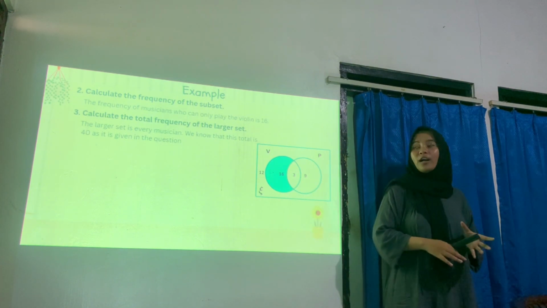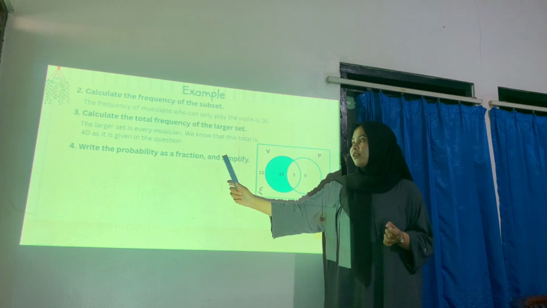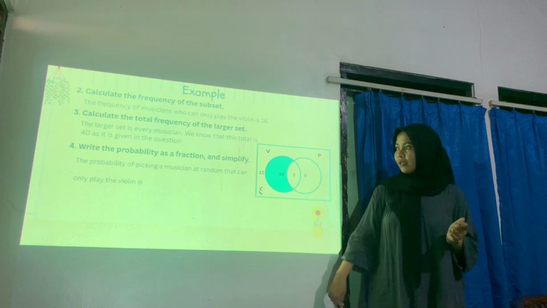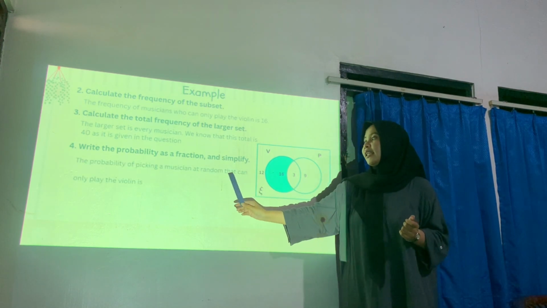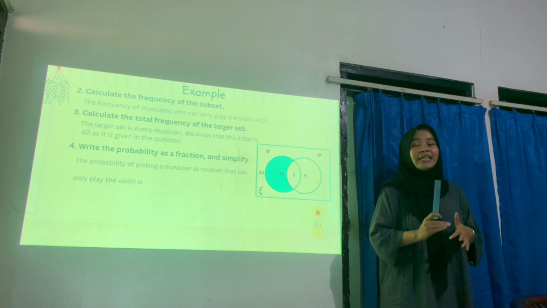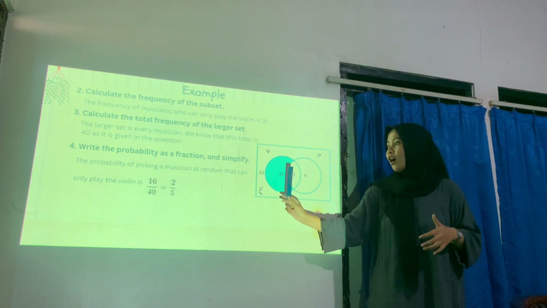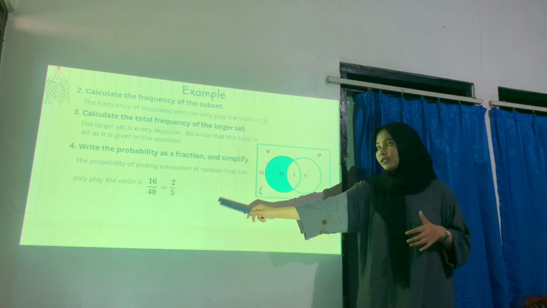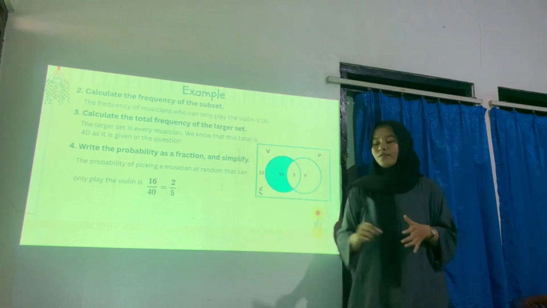And then step 4 is write the probability as a fraction and simplify. The probability of picking a musician at random that can only play the violin is 16 over 40 equals 2 over 5.